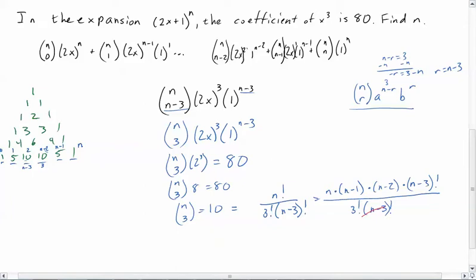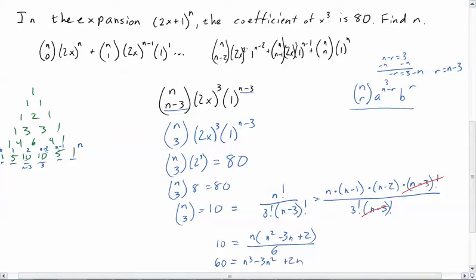Note that I can cancel out the n minus 3's. And then I should have that 10 equals n times n minus 1 times n minus 2, all over 3 factorial. So if I distribute, that will give me n squared minus 3n plus 2, over 3 factorial, which is 3 times 2 times 1, which is 6. So then I have 6 times 10, so that'll be 60 equals n cubed minus 3n squared plus 2n.